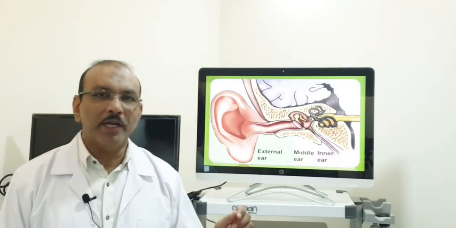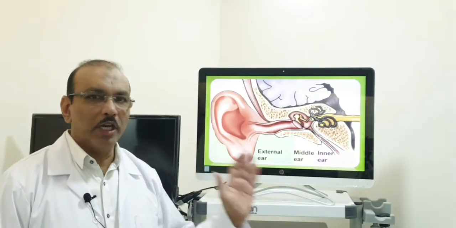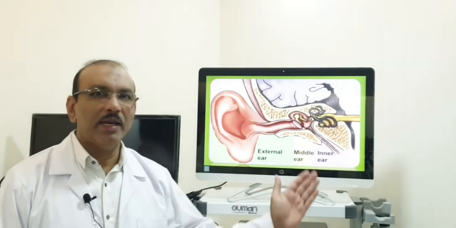Acute mastoiditis. Before starting this topic, let me give a small introduction about the structure of the ear. The ear can be divided into three parts: external ear, middle ear and inner ear.